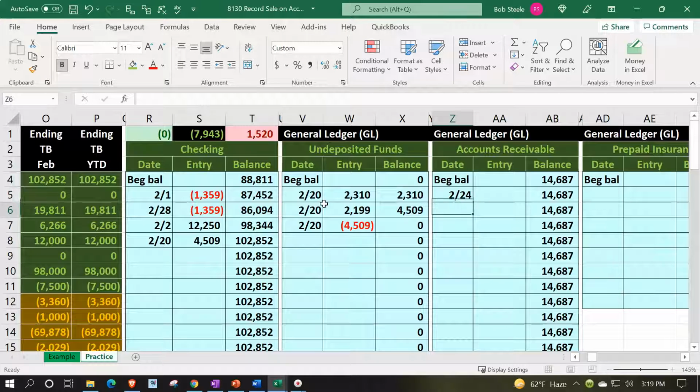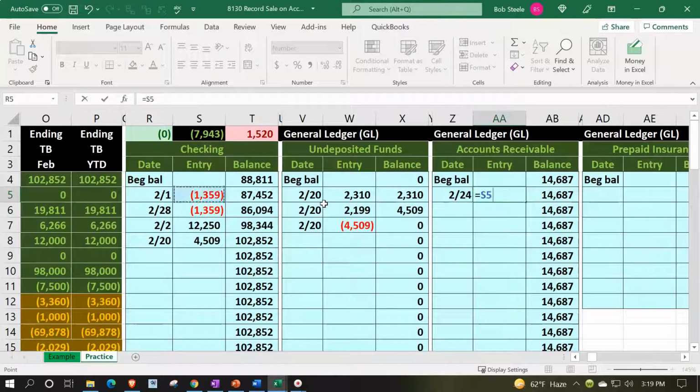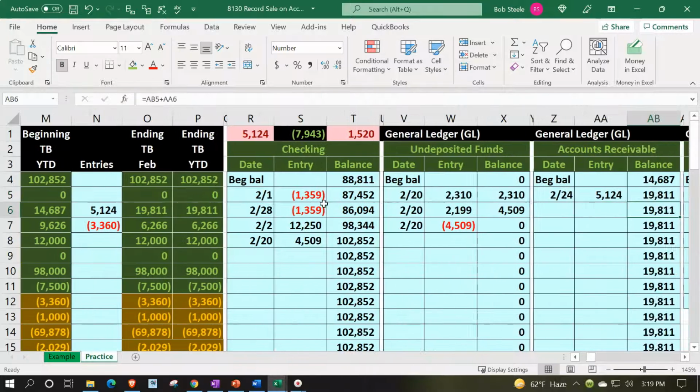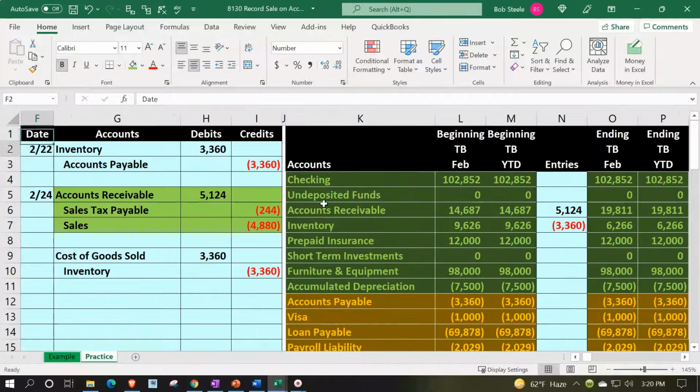Z5 is 224, this is going to be equal to left to the wall, picking up that 5124, which we're also going to have to add to the subledger, but let's not do that quite yet. Right now we're at the 19811. That matches the trial balance, and of course we're out of balance up top by that amount until we record the rest of it.